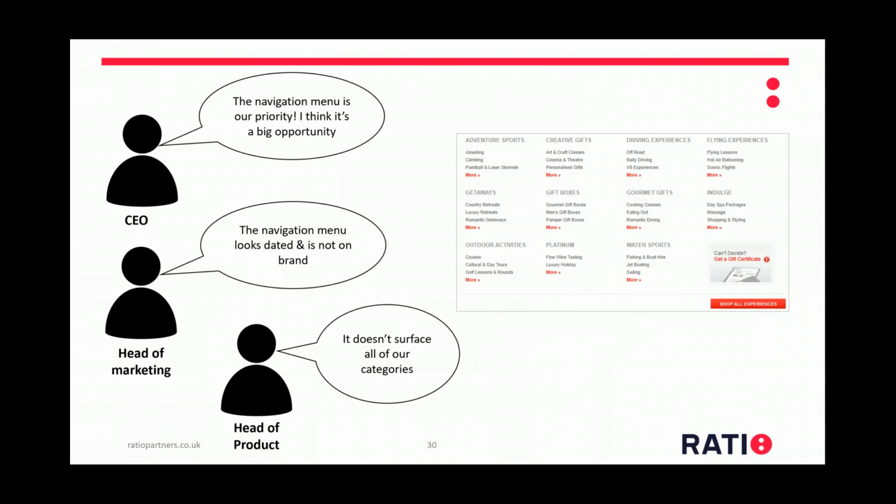And they had a navigation menu that had been around for some years, maybe since a rebuild 2 or 3 years ago, and they'd not done much in the way of testing on the navigation menu. And when you get people that high up in the organization who see things that have become, quote unquote, a bit dated, they start to express their opinion that it's something that should change. So we had the CEO saying, hey, this navigation menu must be our priority. I think it's a big opportunity. The head of marketing was saying that it's not really reflective of our brand personality, and the head of product was saying that it doesn't actually surface all of our categories.